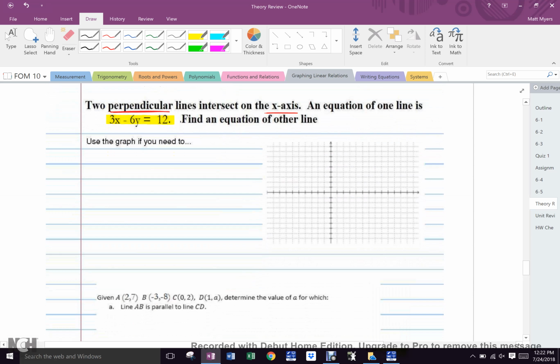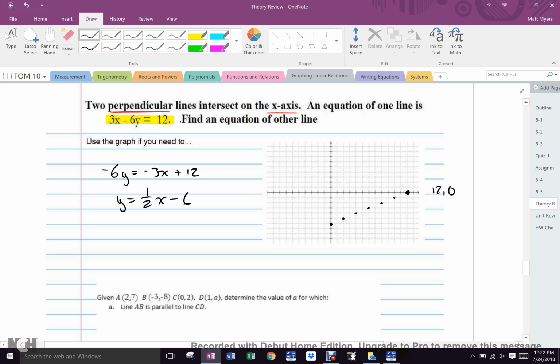I, of course, took this and put it into slope-intercept form, which is negative 6y equals negative 3x plus 12, which is y equals 1/2 x minus 6. So I went down to 1, 2, 3, 4, 5, 6, and it was a slope of 1/2, so up 1 over 2, up 1 over 2, and so on, and there was my x-intercept of 12. 1, 2, 3, 4, 5, 6, 7, 8, 9, 10, 11, 12.